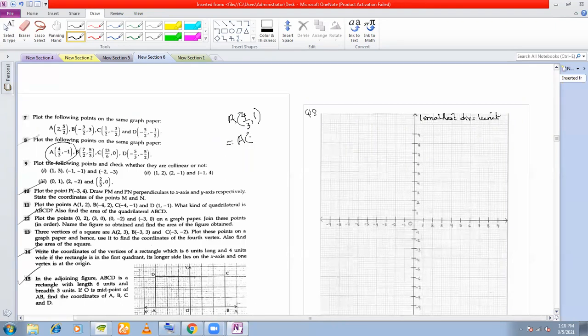4 by 3, if you change to decimal, how much will it be? 1.3, right? 1.3 comma 1, isn't it? Now see here, 1.3 is very difficult to plot on this graph, isn't it? Because I have 5 divisions here, right? And if you see, all the points here are less than 4.